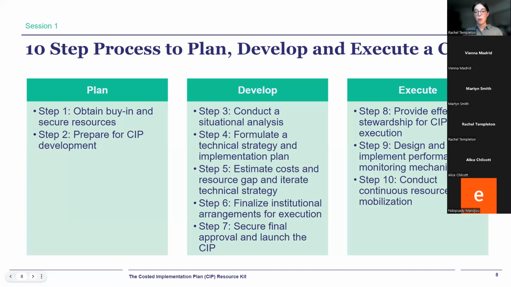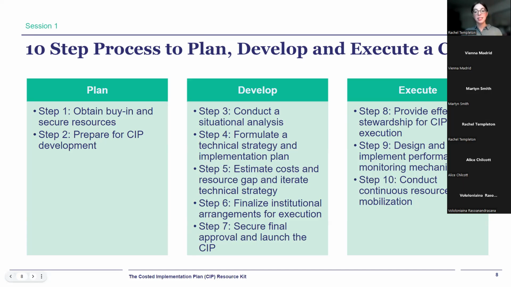These 10 steps are organized into 3 phases. So the first phase of developing a CIP is to plan, to gain buy-in from relevant stakeholders, to muster resources to develop the CIP, and then to prepare for the CIP development process itself. The second phase focuses on developing the CIP document itself, which involves conducting a situational analysis, which then informs the technical strategy and implementation or activity plan.